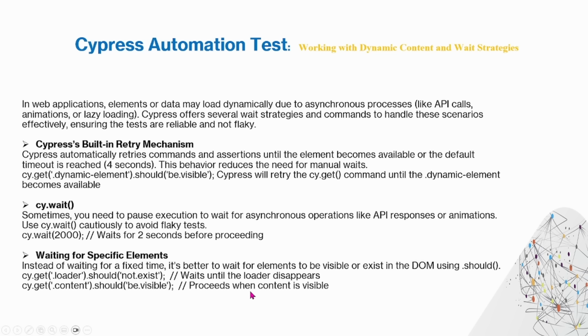You can also wait for specific elements. So instead of waiting for a fixed time, it's better to wait for elements to be visible or exist in the DOM using should. And so right here, if we use the get loader, then we use .should to see if it not exists or exists. And down here, we're doing the same thing, but to see if it's visible.